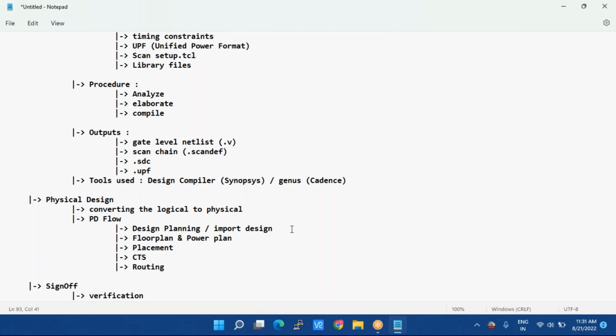Okay. We are going to be having, first, design planning or import design stage, where we will be loading all the required inputs to the physical design tool. Okay, physical design tool.